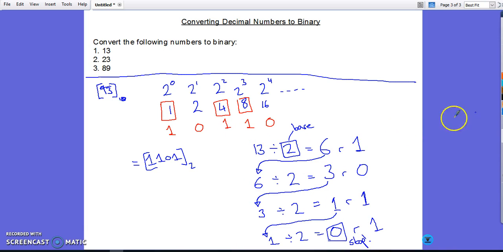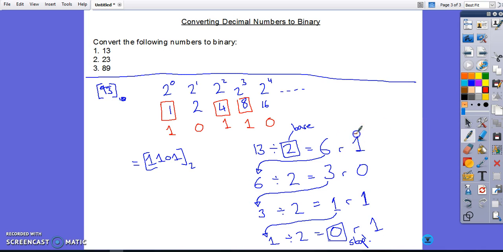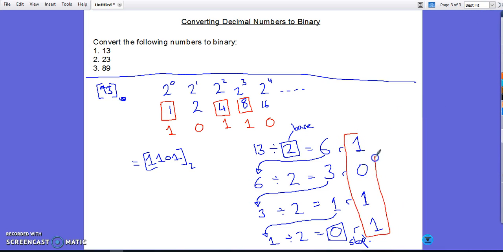And you'll notice that the remainders that we have actually form the number. If you then read from bottom to top, you come out with 1, 1, 0, 1, which is the base 2 number that we'd figured out from our powers of 2 here. So I'd like you to use this process here to try 2 and 3 on your own. You'll notice that the bigger the number gets, the much bigger the binary number gets.